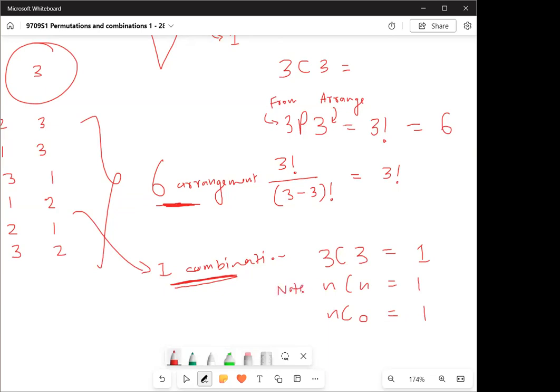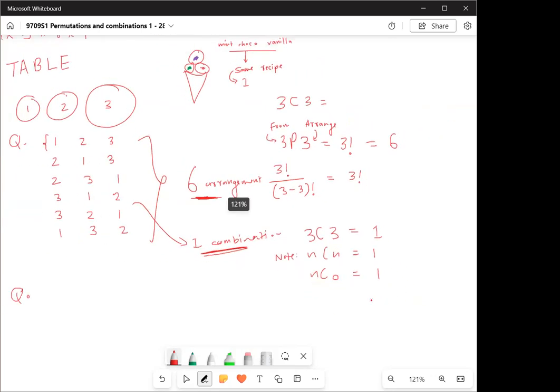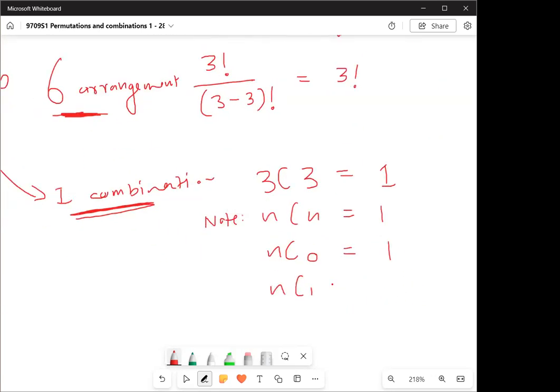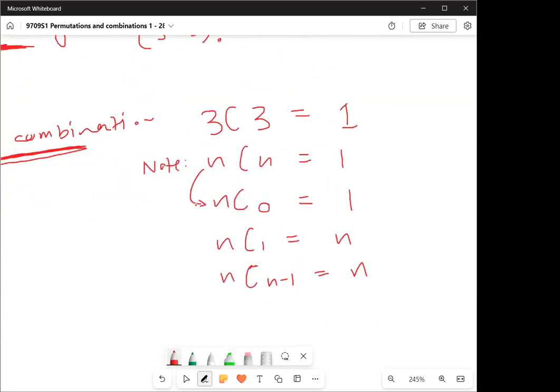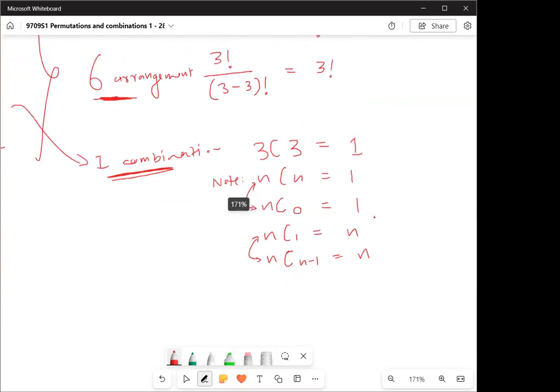Any questions? This is basic stuff which you should know. nC1 is always going to be n, and nC(n minus 1) is also going to be n, because it's symmetrical. The first and the last are the same. 0 is the first and n is the last. 1 is the second number after 0, and n minus 1 is the second last. They're the same.